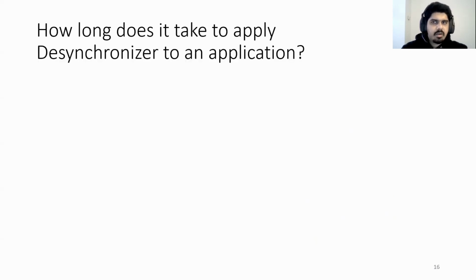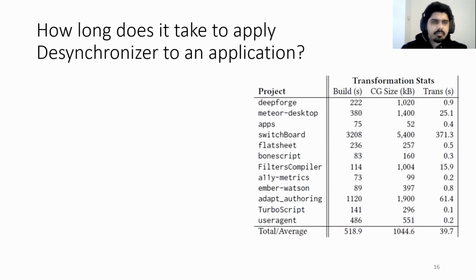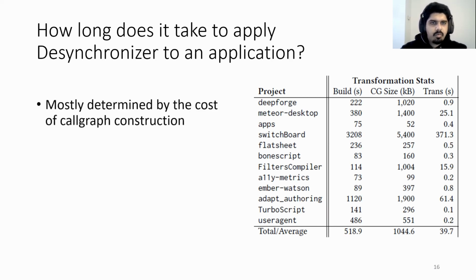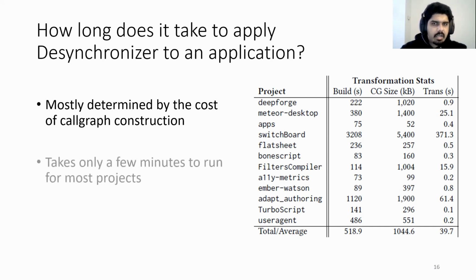And the last question we try to answer is, how long does it take to apply Desynchronizer to an application? This table shows the build time for the call graph and the transformation time it takes to actually transform each application. What we found is that the time for running Desynchronizer mostly depends on the time it takes to construct the call graph for it. And on average, we found that it takes a few minutes to run this for most of the projects. Switchboard and adapt authoring are outliers in this case and take much longer.